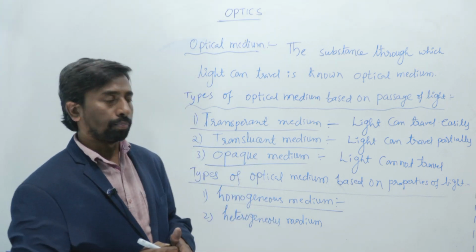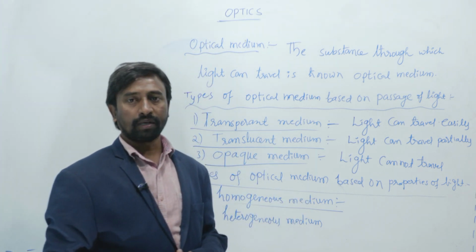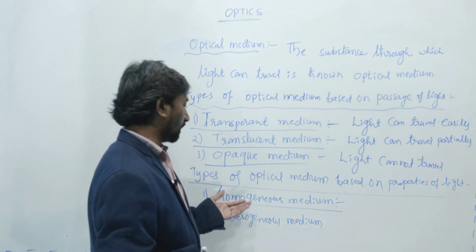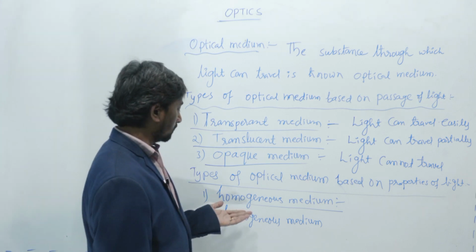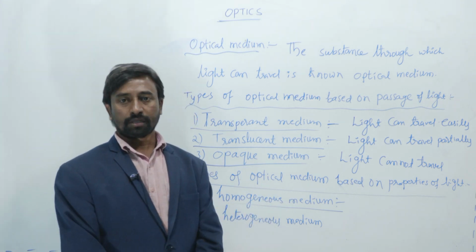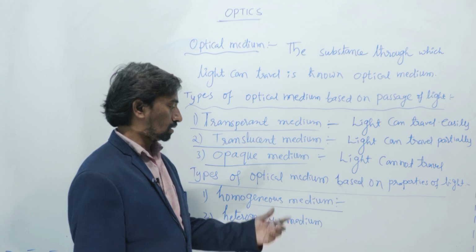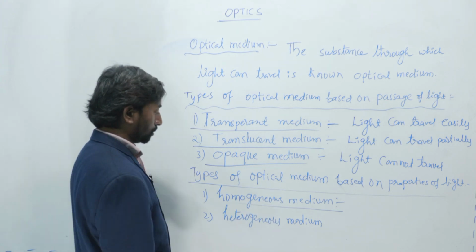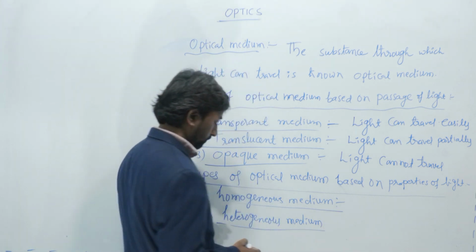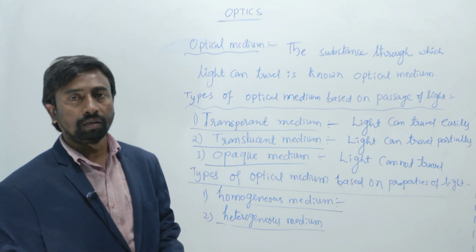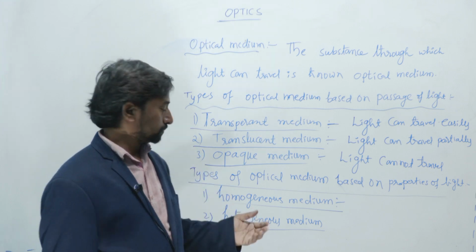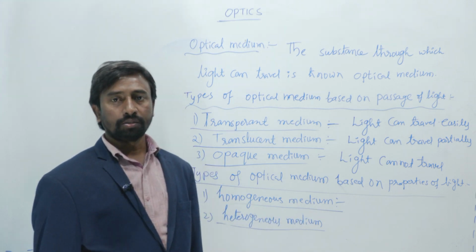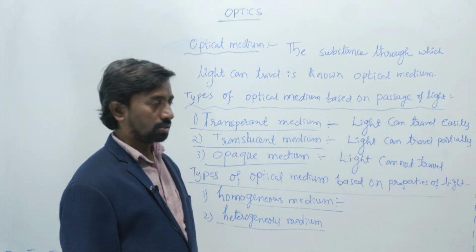The properties of the light at every point in the medium throughout it will be the same. Then that substance or object is said to be a homogeneous medium. And a heterogeneous medium means the light will exhibit different properties at different points in the medium throughout it. Then that is said to be a heterogeneous medium.